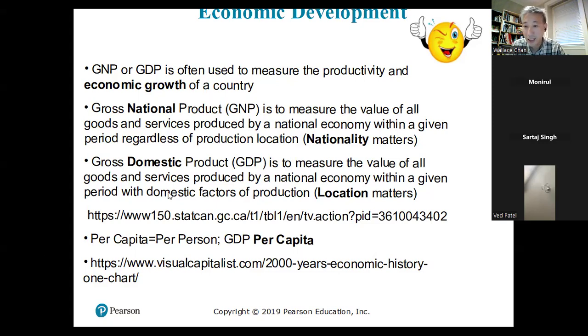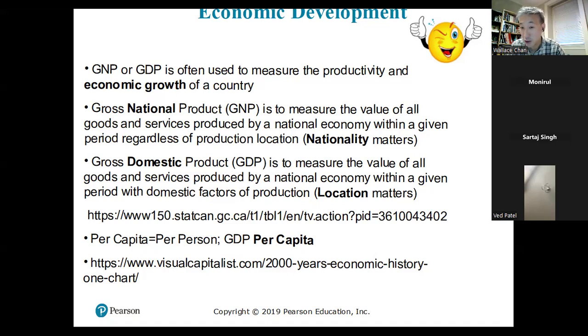Now, GDP is different. GDP is not about nationality. It is to measure the value of all the goods and services produced by a national economy within a given period with domestic factors of production. In other words, location matters. It doesn't matter whether a person is a Japanese or a Korean, as long as the person is living in Canada, it is counted as the GDP of Canada. On the other hand, if a Canadian is now living and working in Singapore, that is not counted as the GDP.